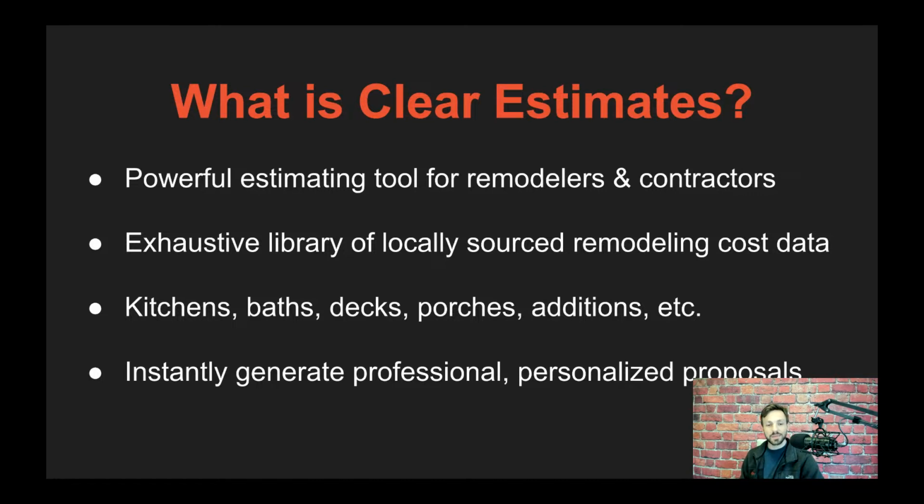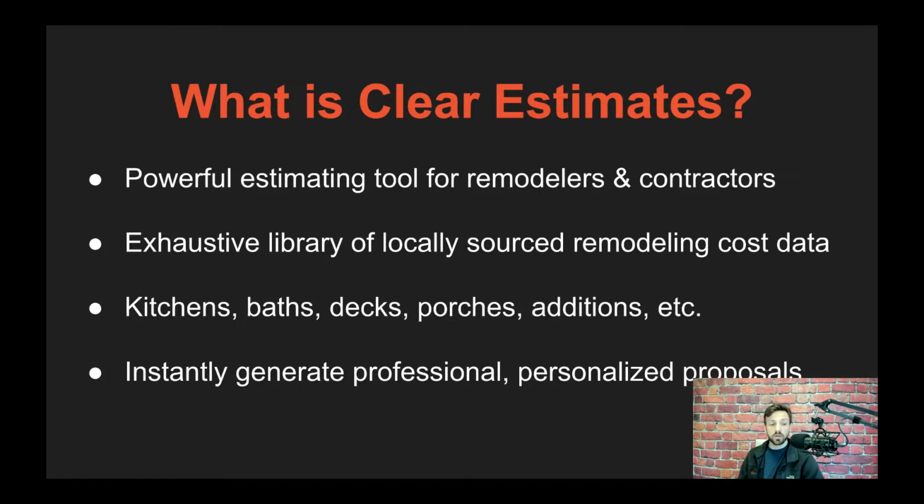So what Clear Estimates does is it makes that process much faster by offering you a really nice library of cost data covering everything from kitchens and baths and additions and all the way to specialty trades, so roofing and concrete and decks and so on. And what's great about these costs is that you're not looking at a national average. You're actually looking at specific local pricing from your area of the country.